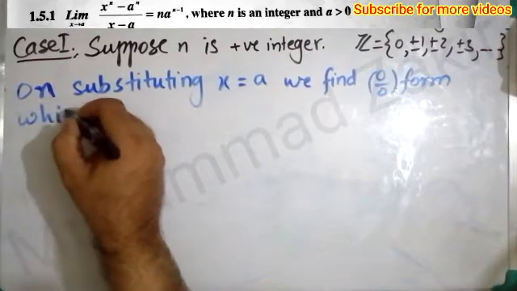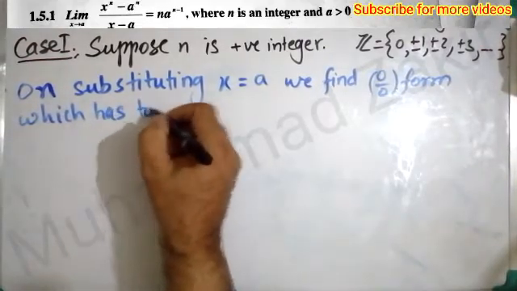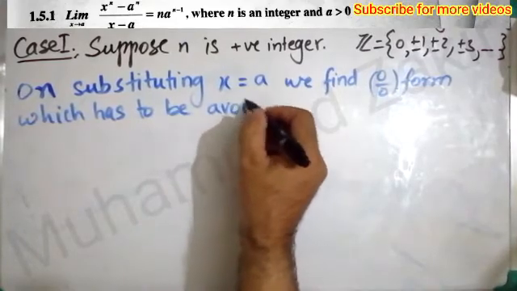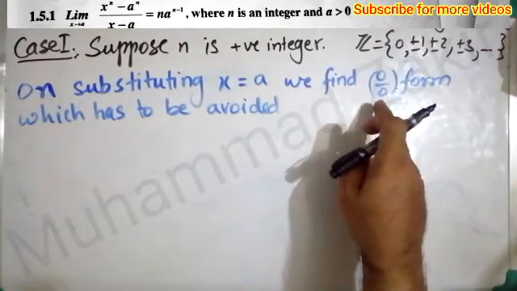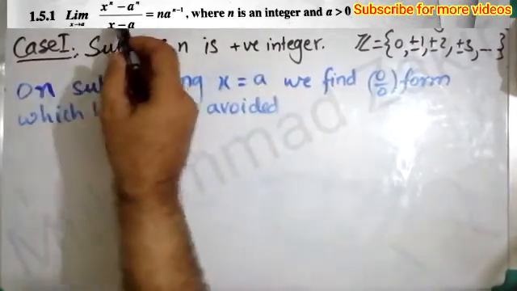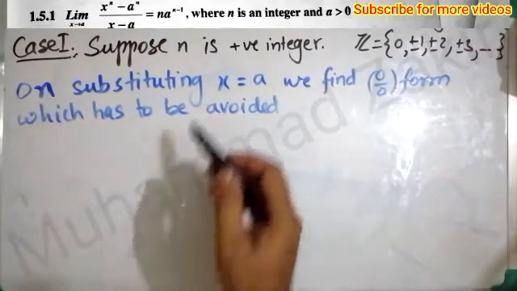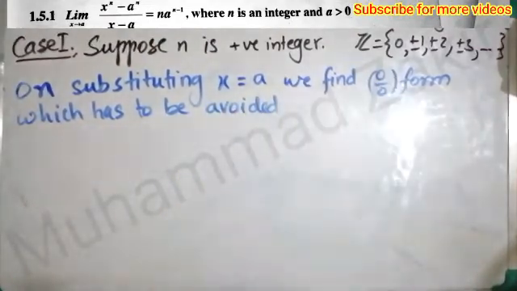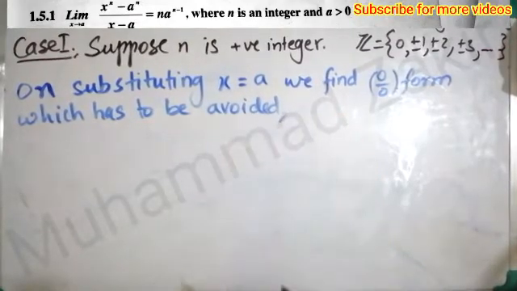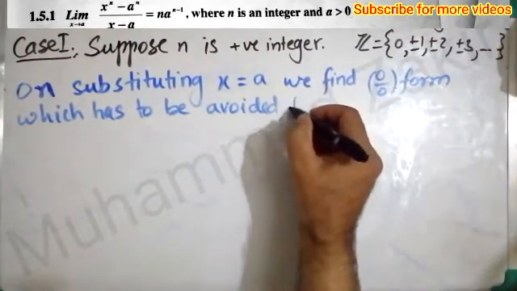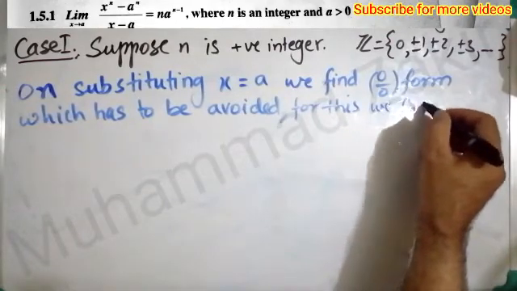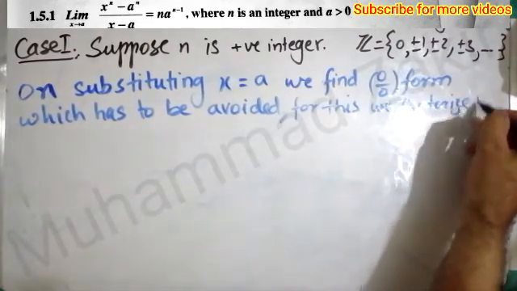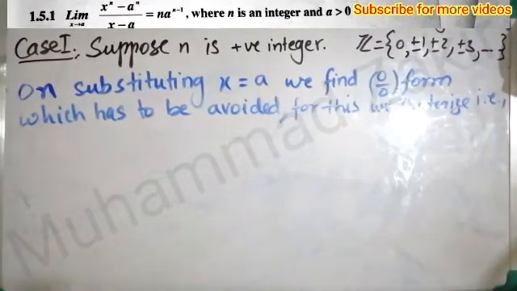We have to transform it into a form which is not indeterminate. Now as x approaches a, we have to substitute x equal to a. When we substitute x equal to a, we find 0 by 0 form. 0 by 0 form is indeterminate form, which has to be avoided. So now what we do for this, we factorize. What do we mean by factorization here?